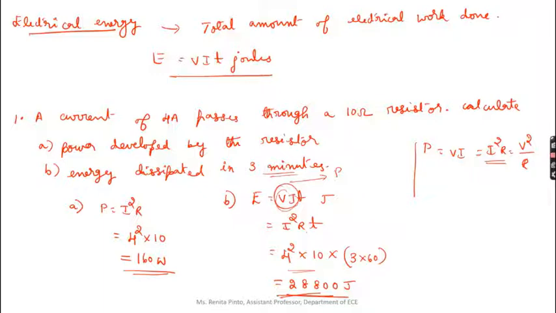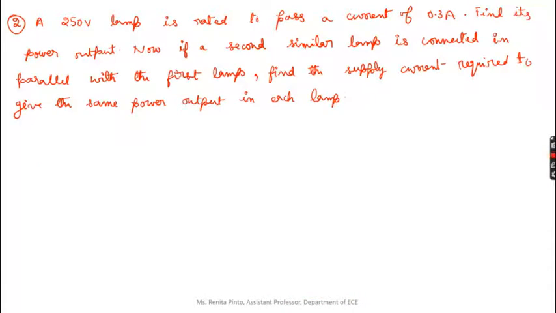Let me take the next problem. They have given you a 250 volt lamp rated to pass a current of 0.3 amps. So voltage is 250, the current is 0.3. You have to find the power output. Let me first solve the first part of the question: find out the power output. So P is equal to V into I.